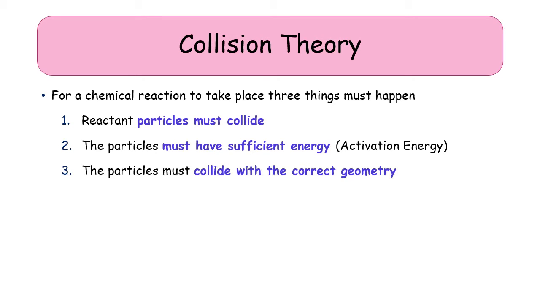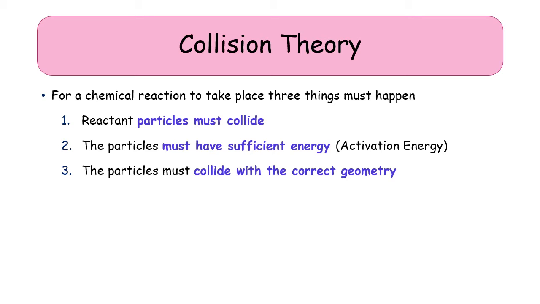We also need the particles to collide with the correct geometry. So for example, whenever 2 molecules react, it's going to be one part of one molecule reacts with one part of another molecule. And so if the bits that are going to react with one another are not the bits that are colliding into one another, nothing can happen because they're not in the right orientation or geometry relative to one another. So we need the geometry, we need the energy, and we need the collision in order for a reaction to take place between 2 chemicals.